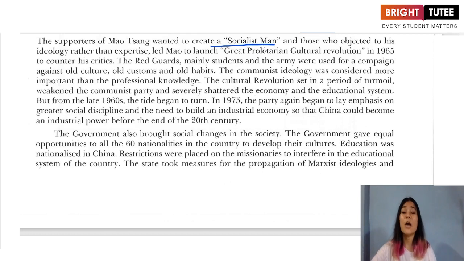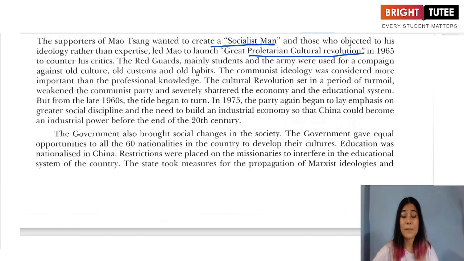They wanted to create the Chinese man as a socialist man. All those who did not agree with this opinion of creating a socialist nation, with every Chinese person as a socialist man, were critiqued by the government. To deal with objections to the government's opinions and ideologies, Mao Zedong launched the Great Proletarian Cultural Revolution in 1965.